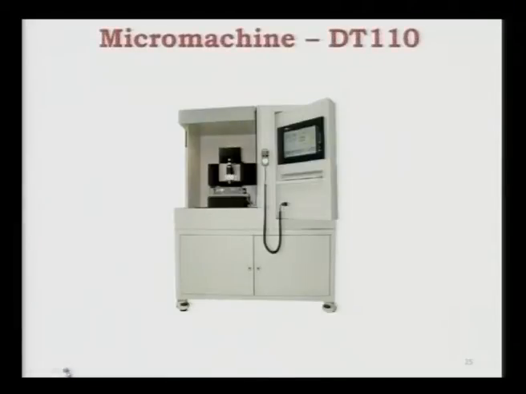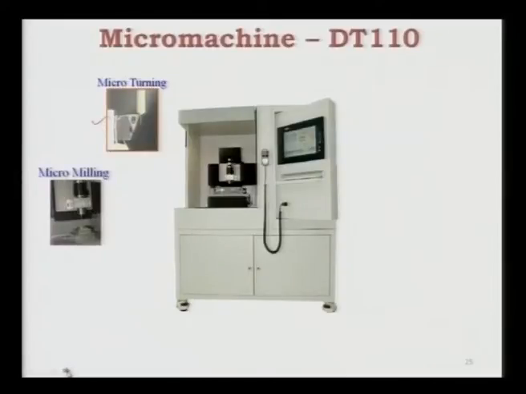Now this is the electric discharge micro machining machine that is available at IIT Kanpur, and its name is DT110. Now you can perform the micro turning operation on this particular machine itself, and that figure is shown over here. Then you can use the same machine for conventional micro milling purposes. The tool is here, and this is the workpiece, and then you can do the drilling and milling operation over there.